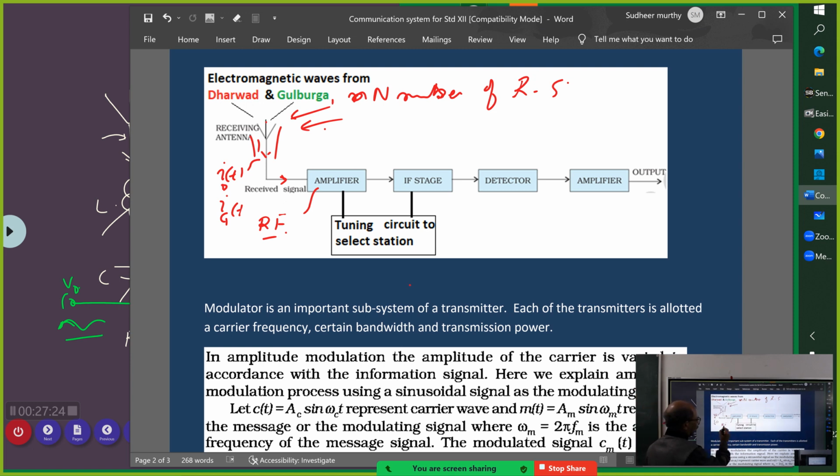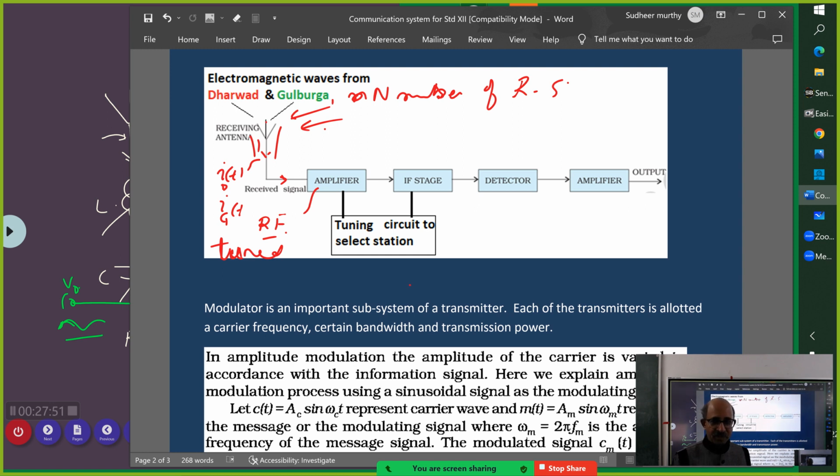Sir, however, we are transmitting these through a certain medium, no, sir? So, is it possible that they will interfere? No. This question you have already asked, when I was teaching you interference.